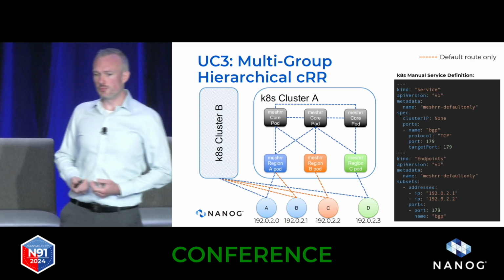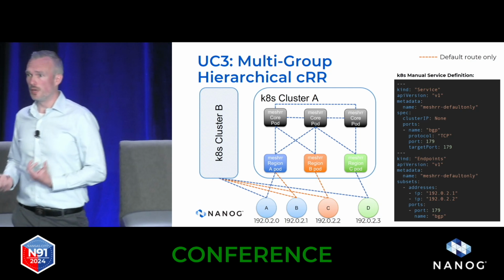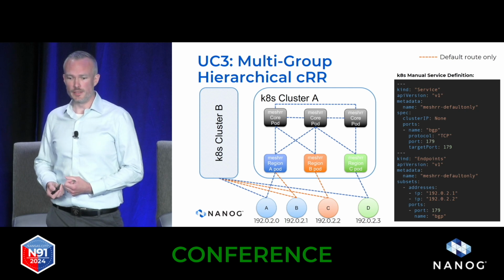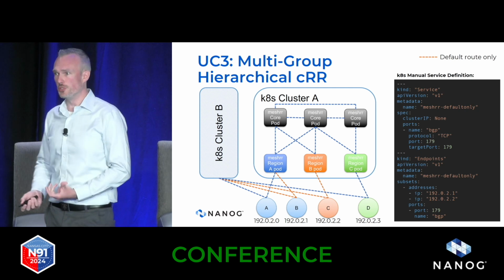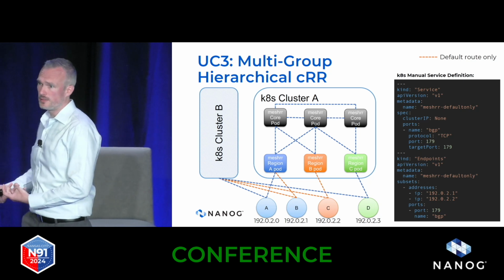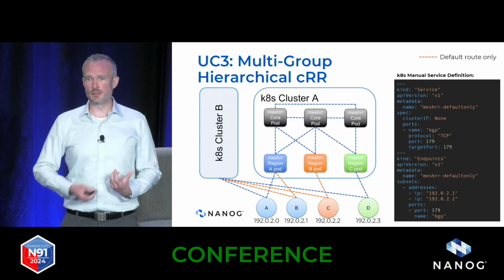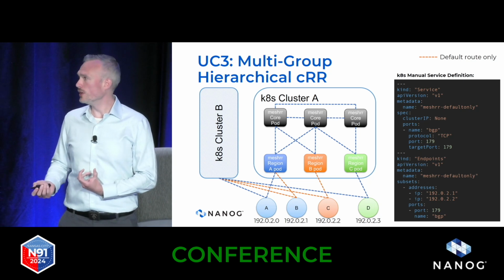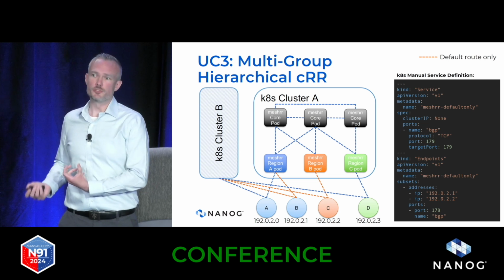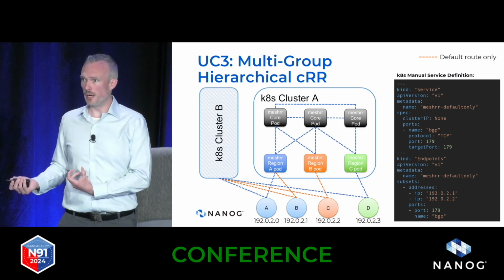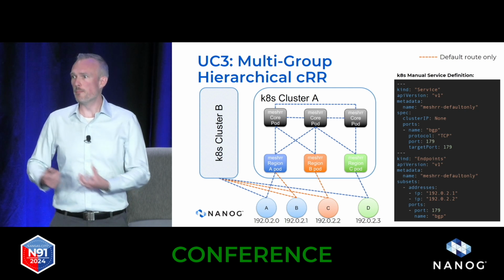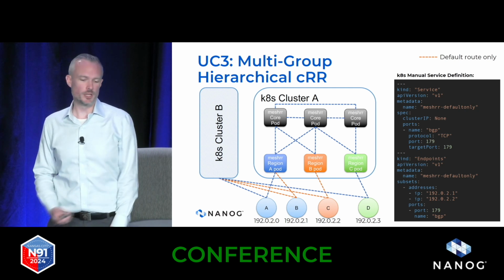The third use case would be a multiple group hierarchical route reflector. And this is referring to multiple BGP groups for my clients. So in this case, like many of us, we might have a scenario where some of our routers are only capable of handling default routes, but maybe we want to assume that most of our routers can handle the full routing table.